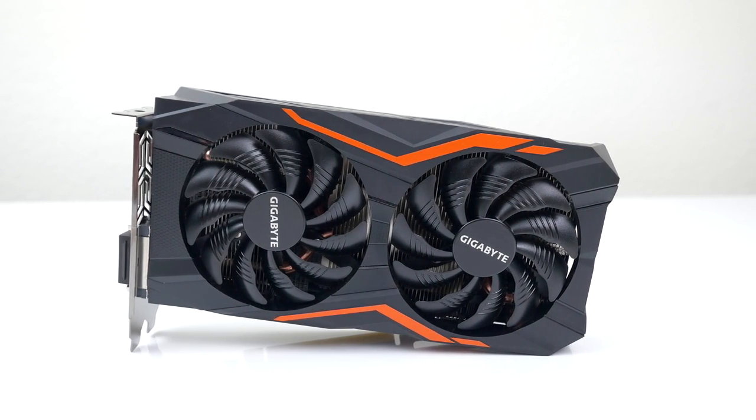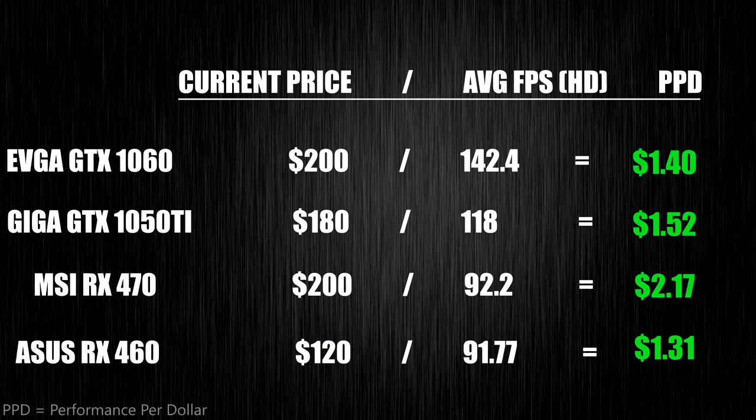Keep in mind that the RX 470 goes for around $200 and the GTX 1050 Ti has an MSRP of $180. So based on the current prices out in the market, the 1050 Ti has a performance dollar score of $1.52 compared to $2.17 from the RX 470.